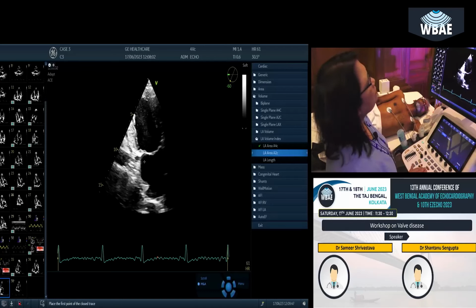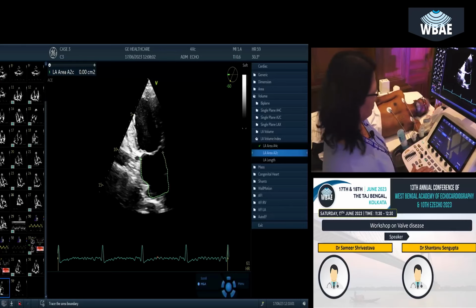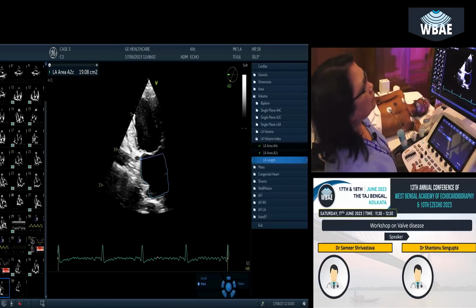So recommendation wise, sir, the split screen or the 3D image gives you together. We should not use eyeballing for LA volume index. I'm just trying to tell you. Okay, fine. Let's go ahead.